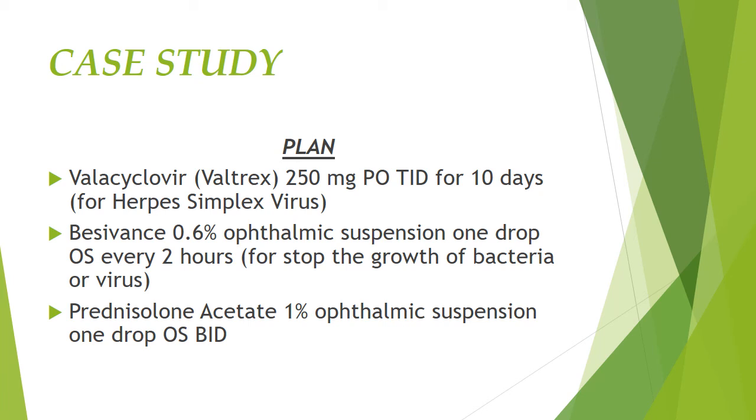Now we have a plan here. Number 1 is Valacyclovir (Valtrex) 250 mg orally twice a day for 10 days. This is medicine for herpes simplex virus. Now the second one is Besivance 0.6% ophthalmic suspension, 1 drop left eye every 2 hours to stop the growth of bacteria and virus. Now the third one is prednisolone acetate, 1% ophthalmic suspension, 1 drop of left eye 2 times a day.